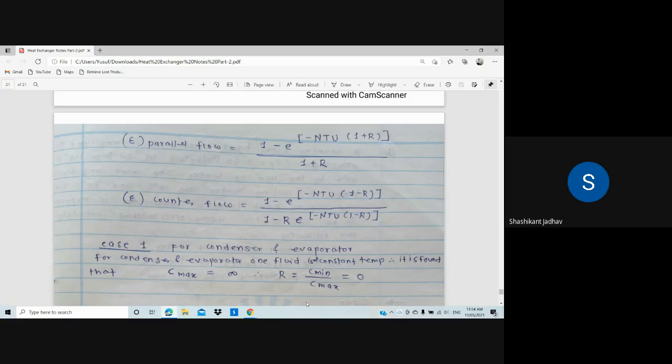Okay, so these two are the equations for the effectiveness for the parallel flow heat exchanger and the counter flow heat exchanger. पॅरलल आणि काउंटर फ्लोची जी काही इफेक्टिव्हनेस आहे तर तो आपण ह्या दोन्ही इक्वेशनचा यूज करून फाइंड आउट करणार आहे. Okay, so here we have to stop.